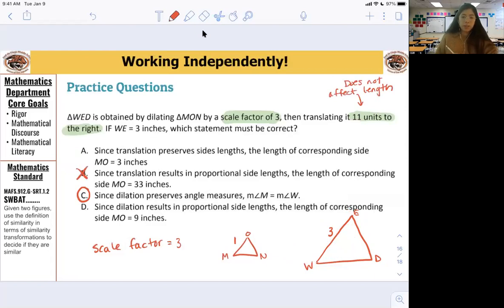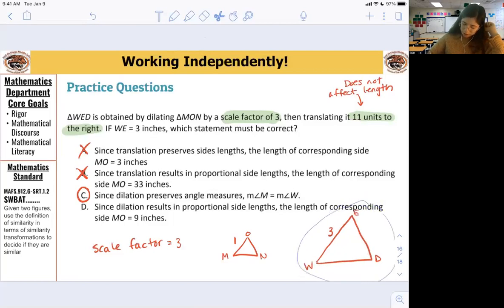A is also out because the scale factor, we know that it's growing, so they're not going to be the same. Now D had you confused because what did D make it look like? What was D trying to make you think? Read D very carefully. What is D saying? D is making it sound like WED was the pre-image.